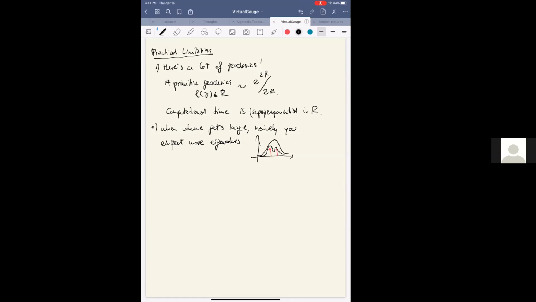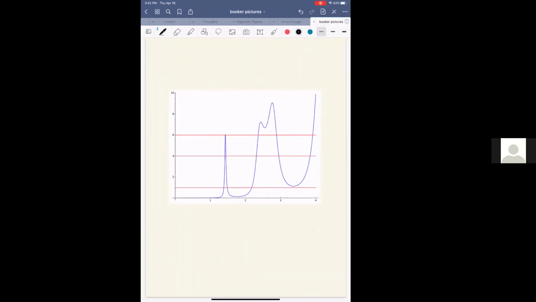So let me just tell you what happens when you do Seifert-Weber. Let me show you the picture we get. This is the picture of Seifert-Weber, with cutoff R equals 8. It wasn't too bad; this only took 5 hours to compute.